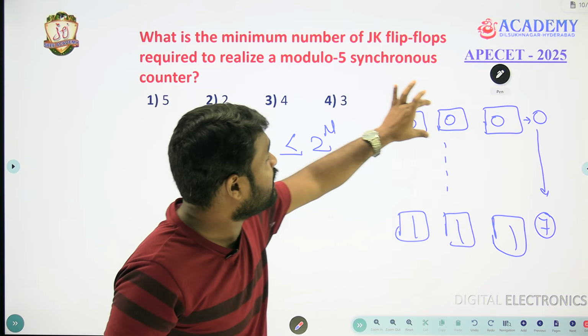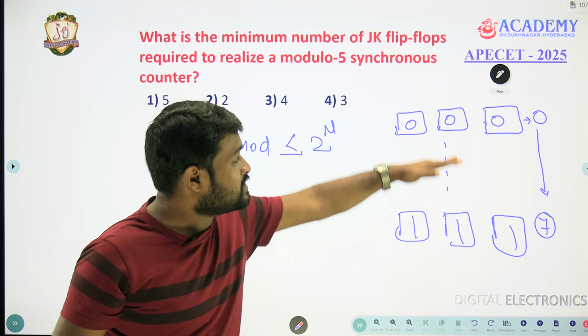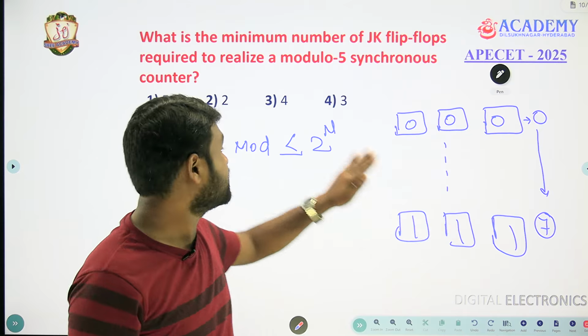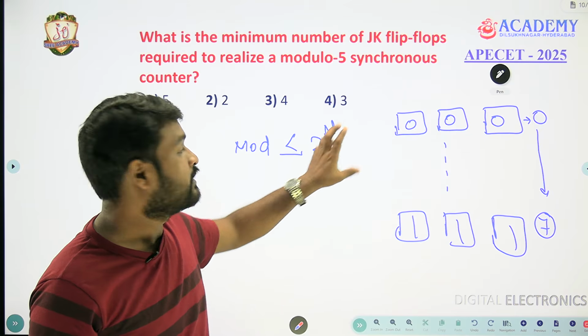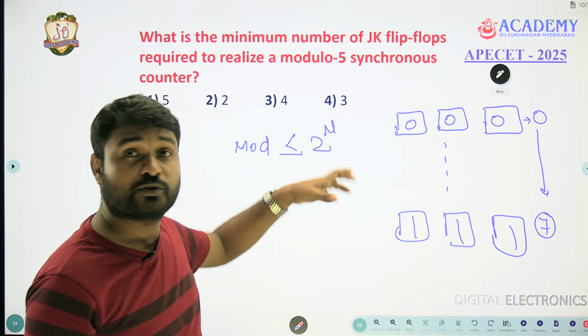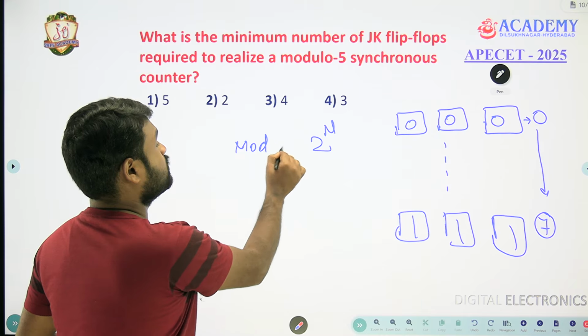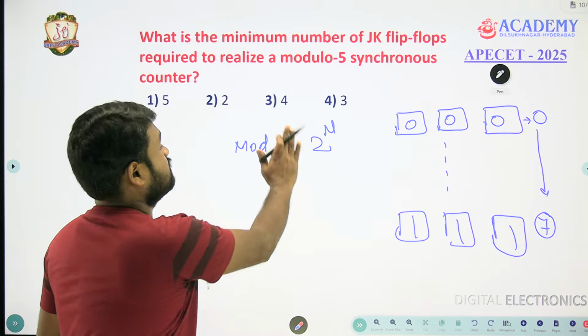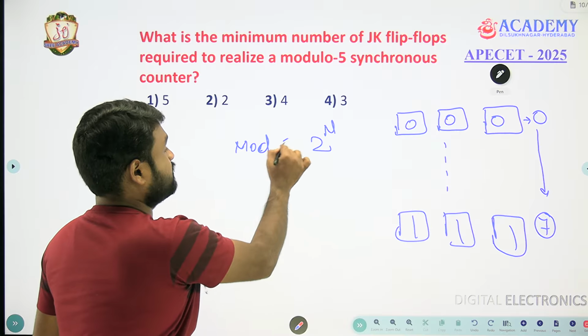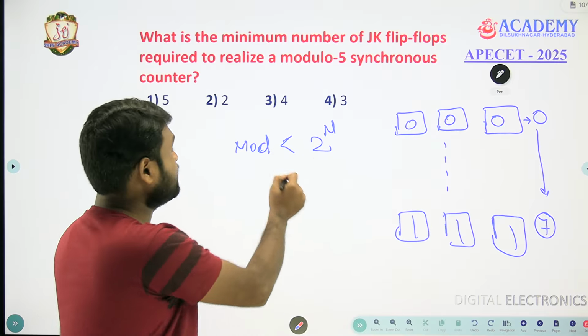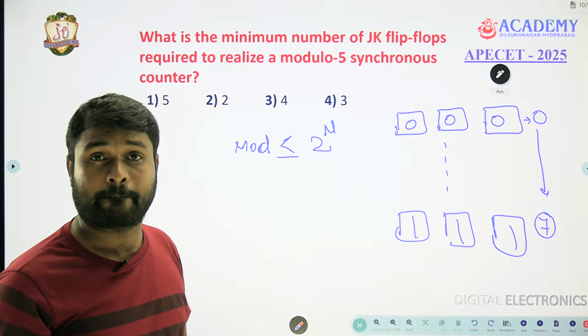When you select a number of flip-flops, the maximum count is always fixed. That is 2 to the power n. This is fixed. Out of that, you can make modulus equal to 2 to the power n, or else modulus may be less than 2 to the power n. So I am writing less than or equal to 2 to the power n.